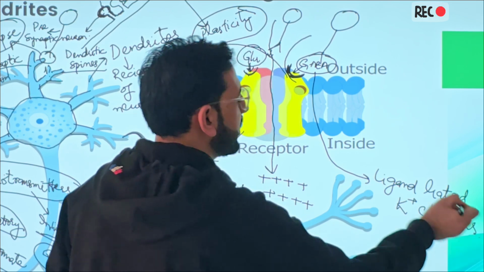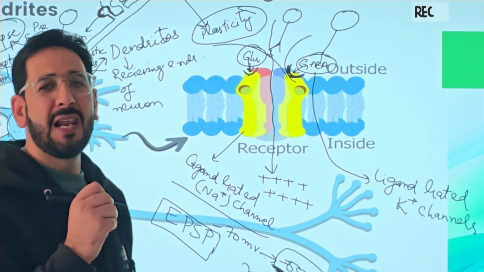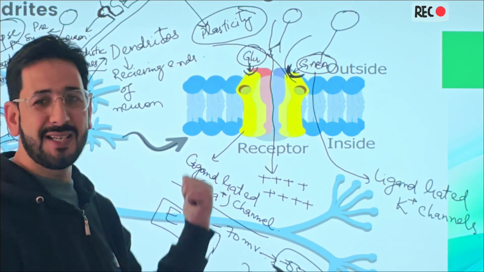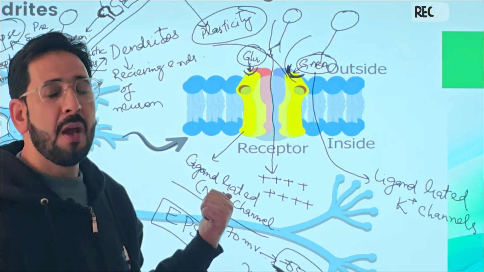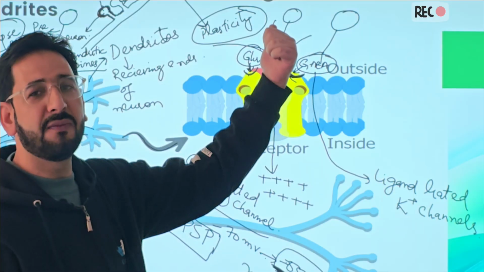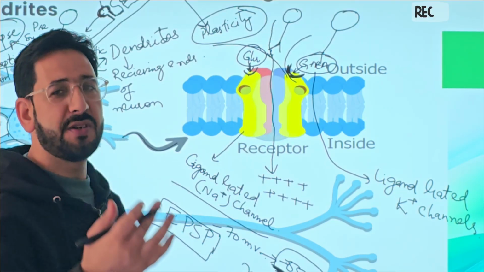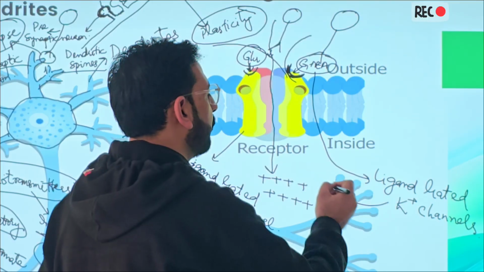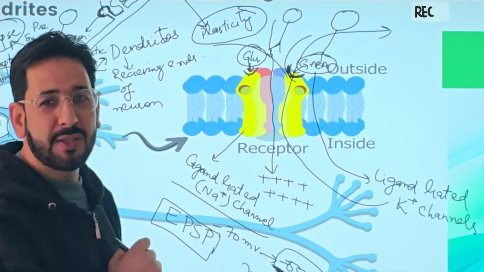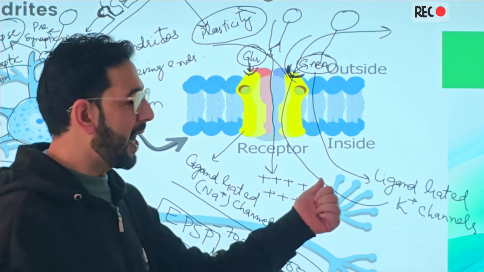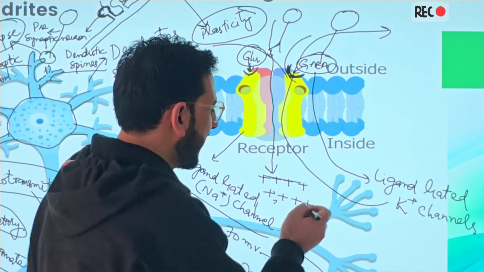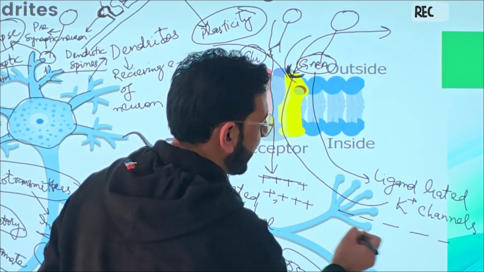Now, what will happen if it is opening the channels that allow the transport of potassium? As the sodium was more outside the cell, less inside the cell, it is opposite for potassium. Potassium is more inside the cell and less outside the cell. So potassium will move from high concentration to low concentration, from inside to outside. So in this case, the positive charges are leaving the cell, and inside it will become more negative.